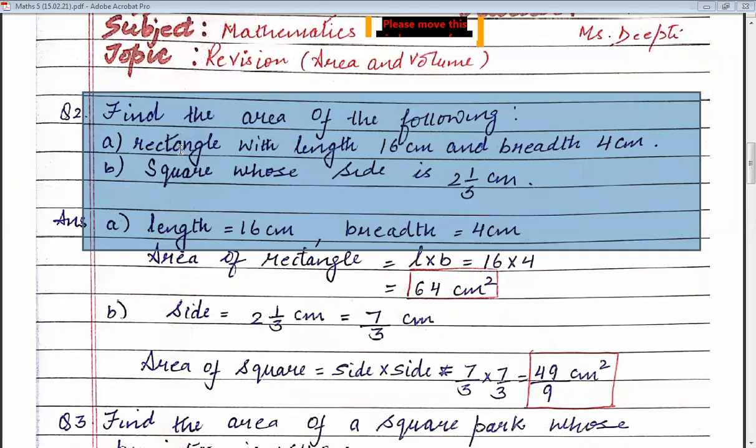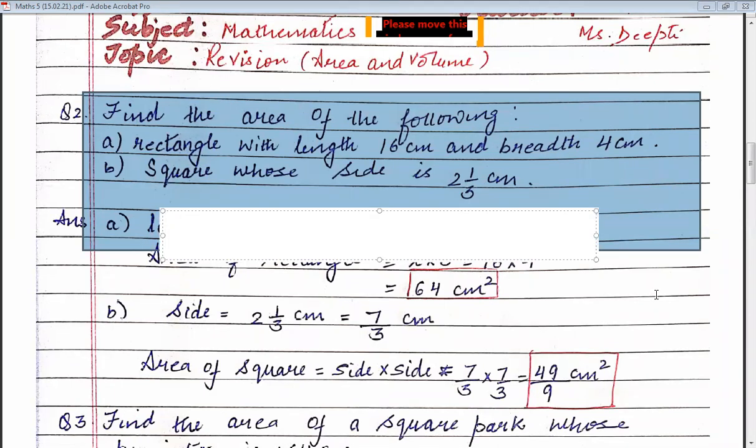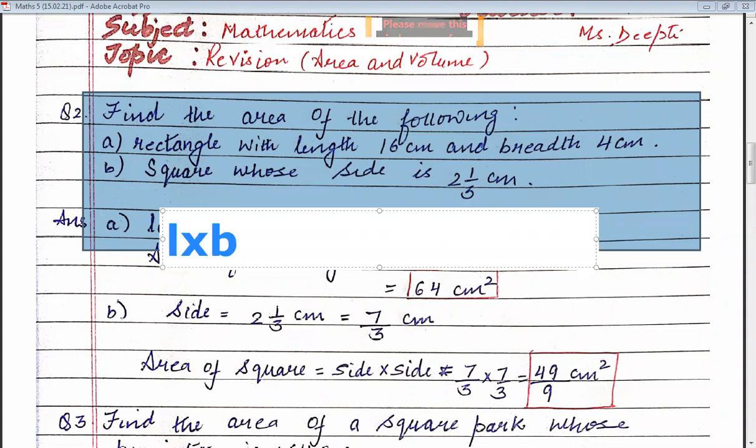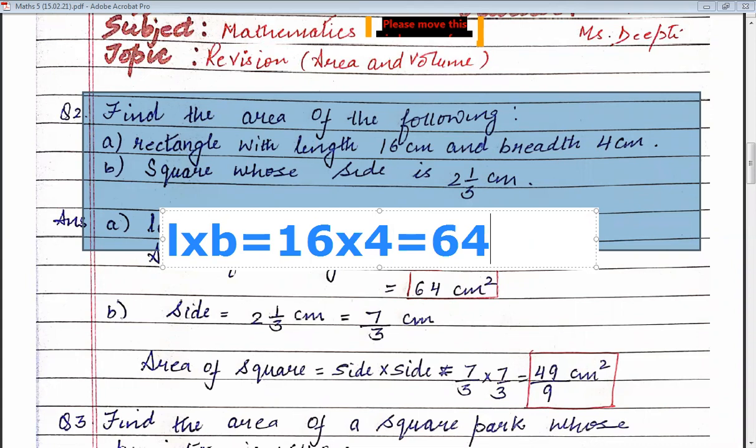So now, children, first of all, let's write the formula to find the area of a rectangle. You remember what the formula is? Yes, the formula to find the area of a rectangle is L multiplied by B. L is length and B is breadth. Length is given in the question, that is 16. And what is the given breadth? Breadth is 4. So when you multiply, you will get 64. Still, your question is incomplete because you have not written the unit.